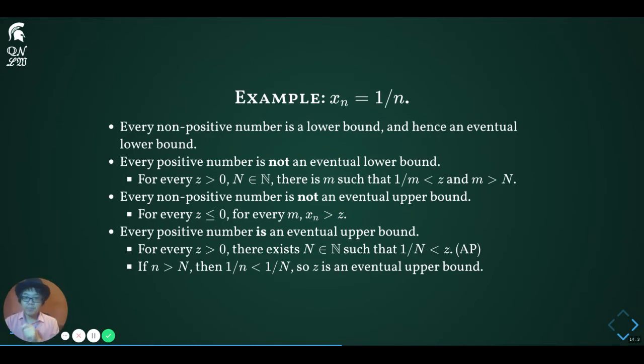On the other hand, if z is a positive number, then by the Archimedean property, there exists some capital N such that 1 over N is less than z. And since the sequence is decreasing, we conclude that z is greater than any later term in the sequence. And this shows that z satisfies the condition of being an eventual upper bound. To summarize, the set of all eventual upper bounds of the sequence is precisely all the positive numbers.